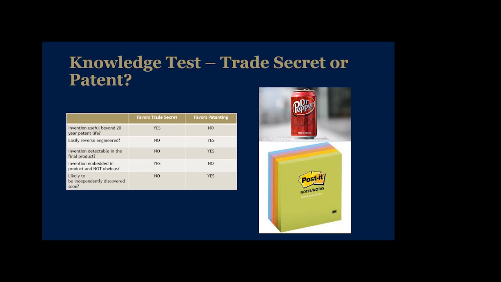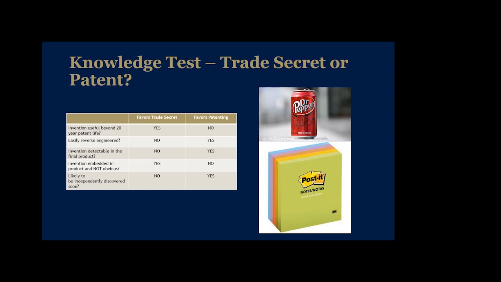Is it easily reverse engineered? Kind of going along the lines of Coca-Cola, if I could take it to the best scientists in the world and they can't figure out the formula, it's not easily reverse engineered. Is the invention detectable in the final product? Because there's so many different ingredients in Dr. Pepper, and they have their hidden 23 ingredients, it's not easily detectable. So once again, it's favoring a trade secret.